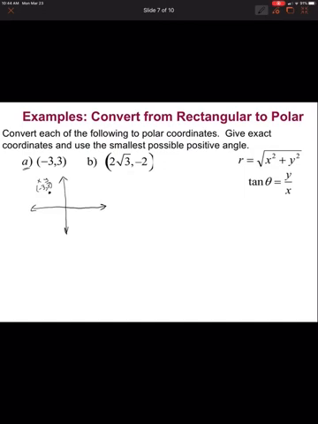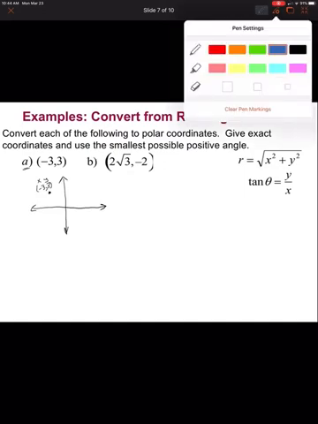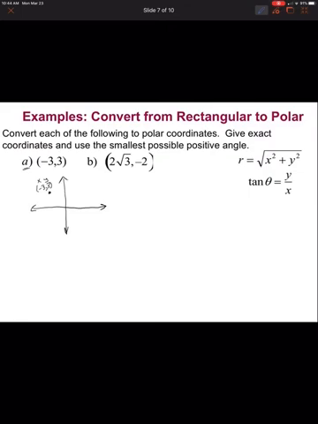Now, polar coordinates, let's put in a different color. We're assigning location by rotation. So here's the pole, right? Here's the positive side of the x-axis, the polar axis. So here's a rotation of theta. And the radius, of course, is the distance from the pole to that point, and there's r. So that's what we're trying to find, r and theta.